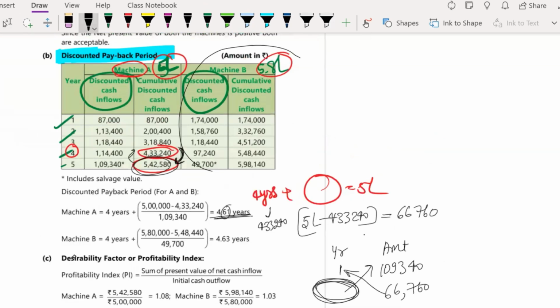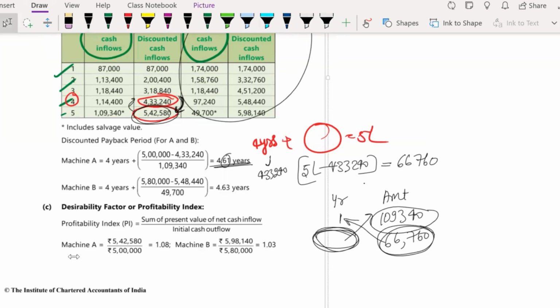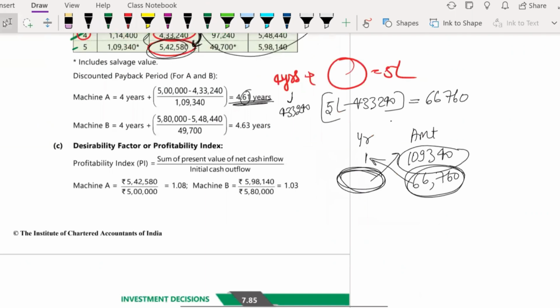The same steps you have to follow for mission B. Here, what did I do? Between year 4 and year 5, my 5 lakh was lying. So I know it was after the 4th year only. After the 4th year, how much time period? Then you have to see from the 4th year to the 5th year. In 1 year, if you are able to earn 1,09,340, in how much period of time will you be able to earn 66,760? If you cross multiply and find out, you will get 0.61 years, which will be mission A's discounted payback period. The same will follow for mission B also.